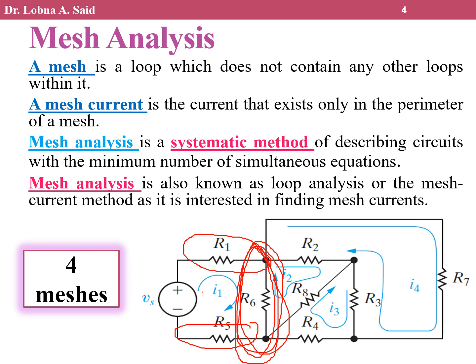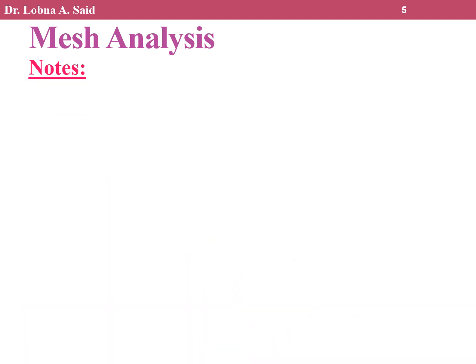So what I want you to get out from this slide is the following. First, what is the definition of a mesh? What is the definition of a mesh current? What number of equations we would like to obtain? This slide is the most important slide in the whole lecture, so we must focus very, very much. First, we agreed that the mesh current is the current that exists in the perimeter of the mesh. What about the intermediate element?